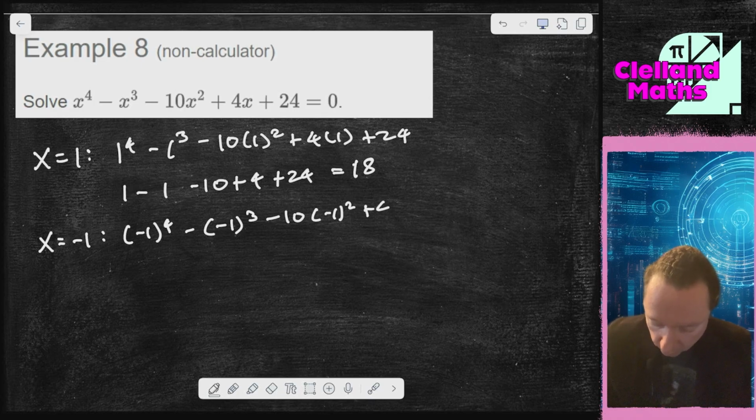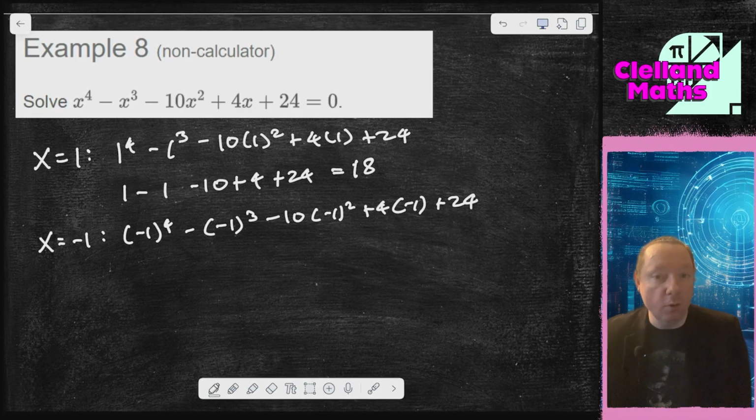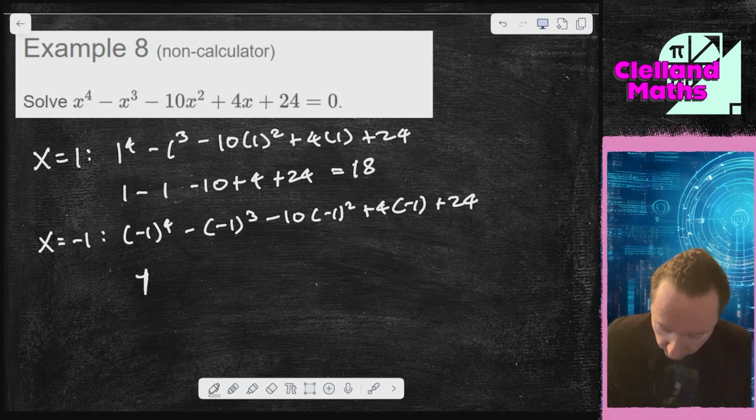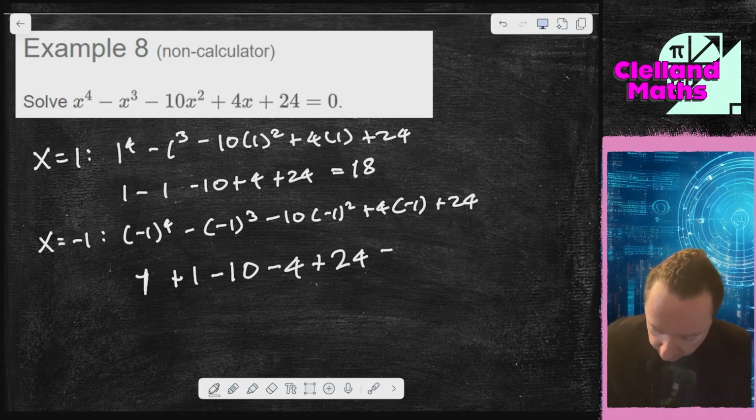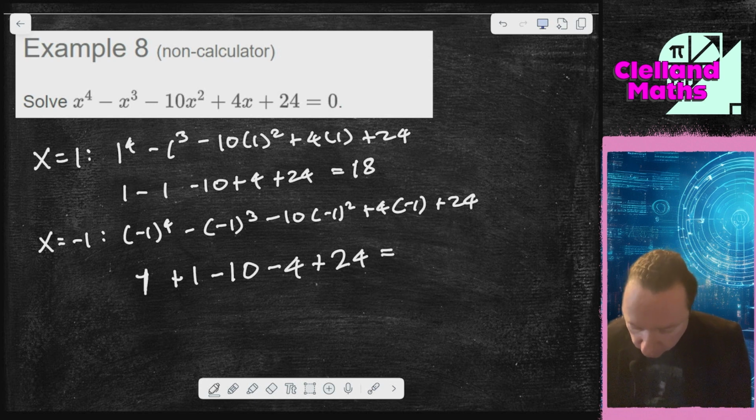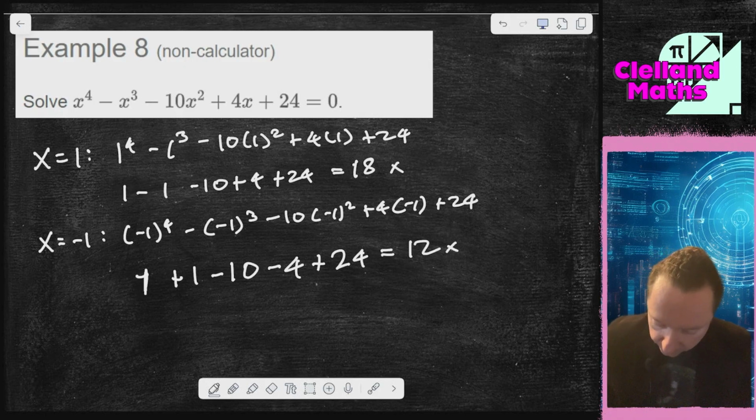And we just keep going until we find 1. And hopefully it doesn't take too long. But factors of 24, it could be quite a few. Minus 1 to the power of 4 is 1. Minus 1 cubed is minus 1. Times minus is a plus. Minus 1 squared is 1. So that's minus 10. Minus 4 plus 24. 1 plus 1 is 2. 26 minus 14 is 12. So it's not that or that.